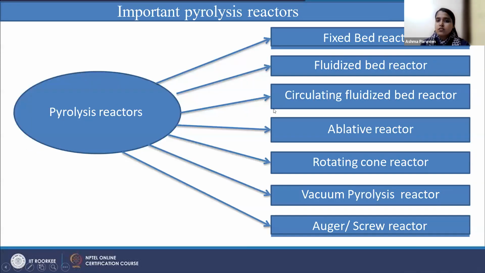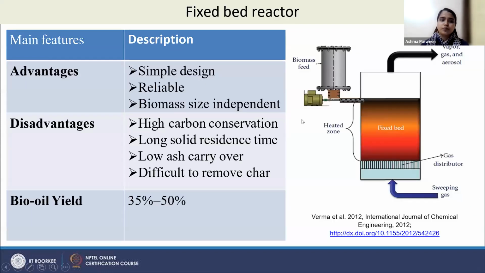Some of the pyrolysis reactors used are given below. These are the fixed bed, fluidized bed, circulating fluidized bed, ablative reactor, rotating cone reactor, vacuum pyrolysis, and auger or screw reactor. Pyrolysis is generally a new technology, and a lot of research is going on in this technology all over the world, and these are some of the reactors developed.